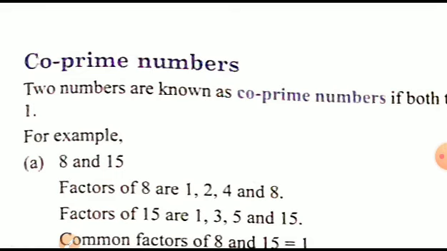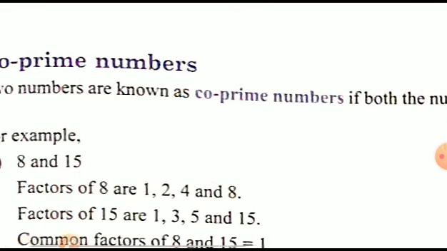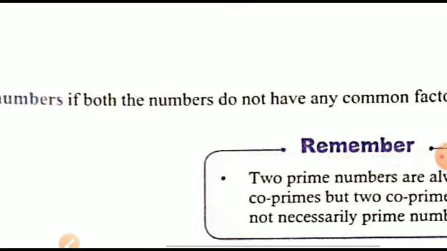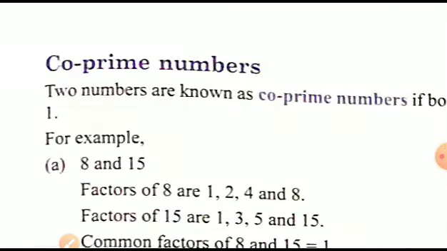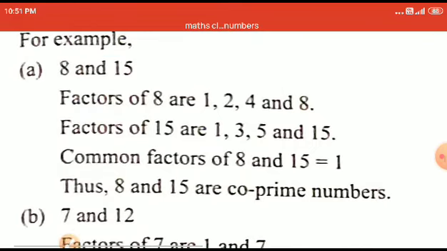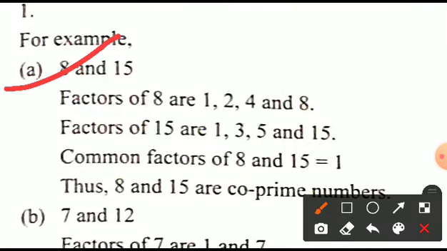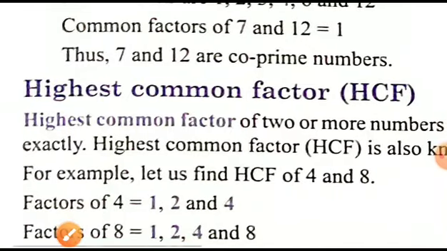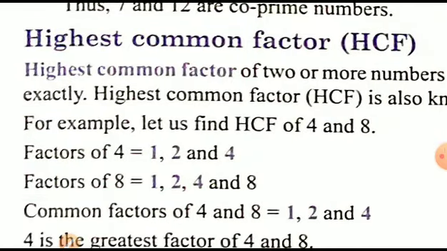Now coprime numbers. Two numbers are known as coprime numbers if both numbers do not have any common factor except one. For example, if we take two numbers 8 and 15, the factors of 8 are 1, 2, 4 and 8, and the factors of 15 are 1, 3, 5 and 15. There is no common factor except one. That means we can say that both numbers are coprime numbers. Clear, children?